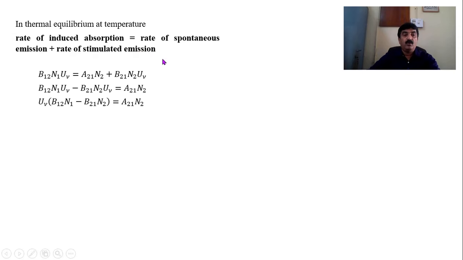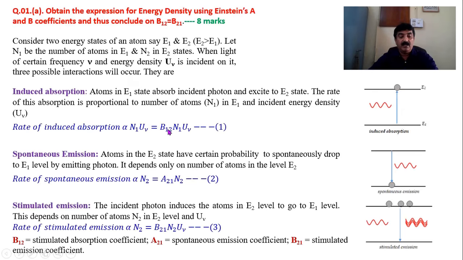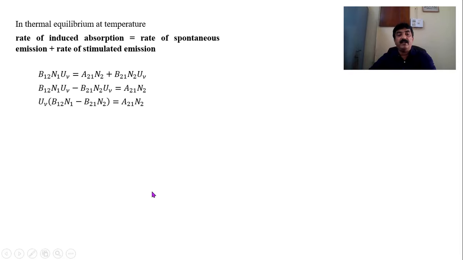Okay, now let us substitute the equations. That is equation number 1 is equal to 2 plus 3. See the previous slide I recall. See, this is equation 1. That is rate of absorption is equal to spontaneous emission, that is A21 N2 plus stimulated emission, that is B21 N2 U gamma. That is what I have written here. Okay, so B12 N1 U gamma is equal to A21 N2 plus B21 N2 U gamma.